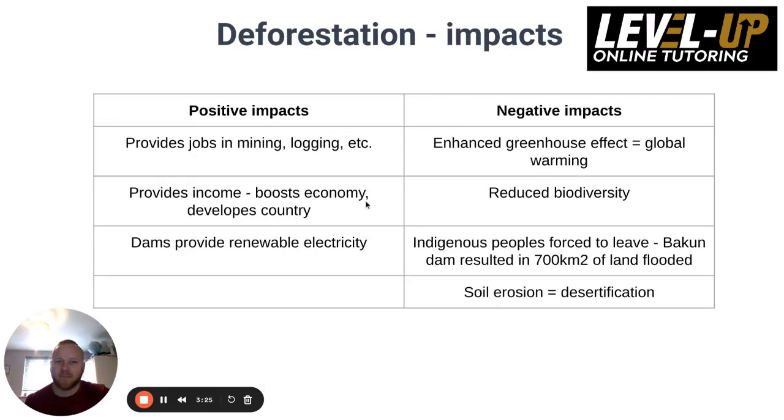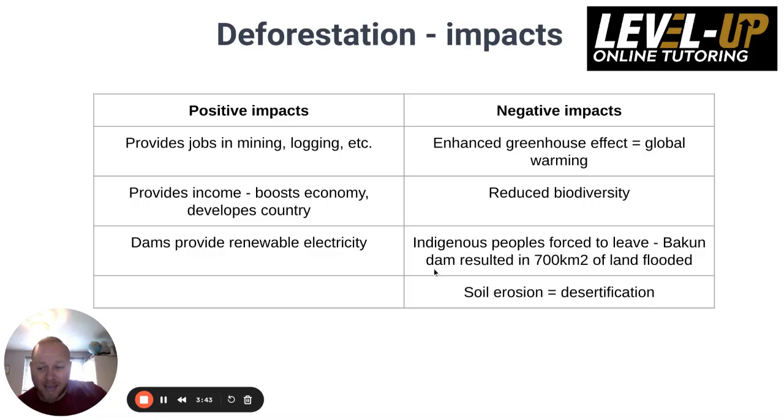What are the impacts then? Obviously, most of us are aware of the negatives. We know that if we cut down our rainforest, it's going to enhance the greenhouse effect and lead to global warming. It's going to reduce biodiversity, so have a species in mind, like the orangutan in Southeast Asia. Those indigenous people we talked about are going to be forced to leave, or they're going to drown.